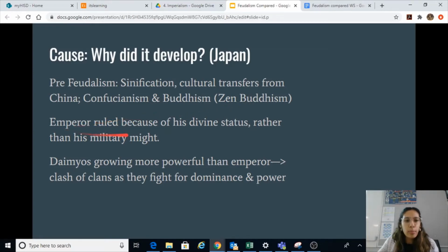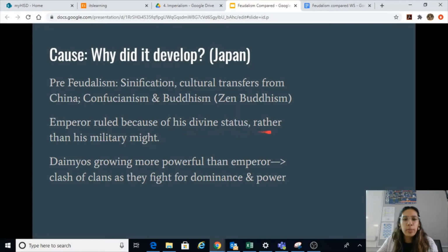And the emperor is going to be our basically key figure that's going to rule this country, Japan. And the emperor is going to rule because he has divine status. So the emperor traces his lineage basically all the way back to the sun goddess, the goddess that founded the island of Japan, supposedly. And the emperor is basically her descendant.